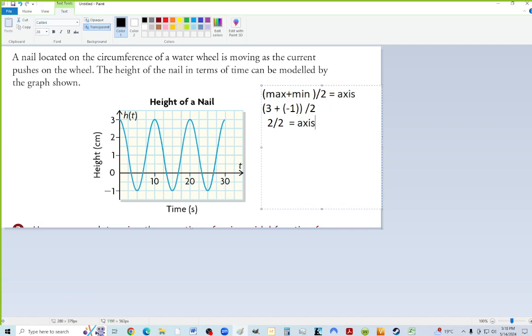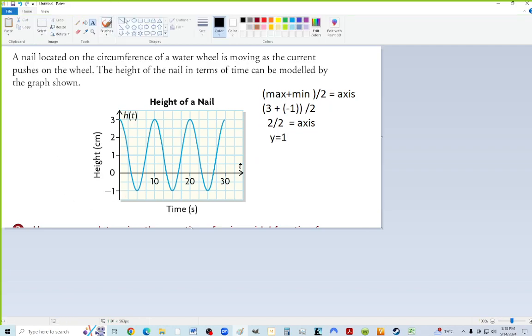Divided by 2 is 1. So the axis is y equals 1. Let's see if that looks right. So we're going to locate y equals 1, and we're going to draw a big red line through it. There's y equals 1. Now, does that look like the axis of the curve? Yes, whereas this does not. And this does, and this does not. So you can almost visually see that, yeah, that's the axis.